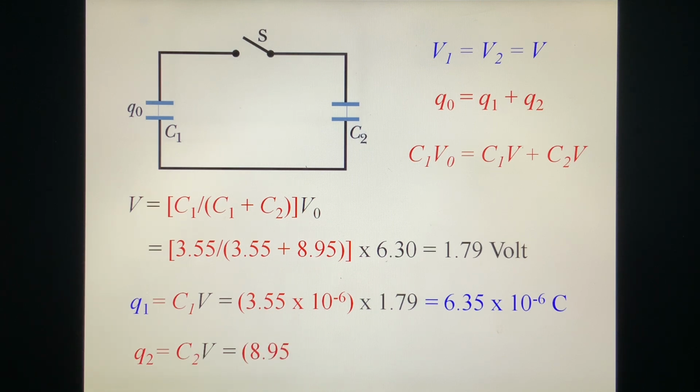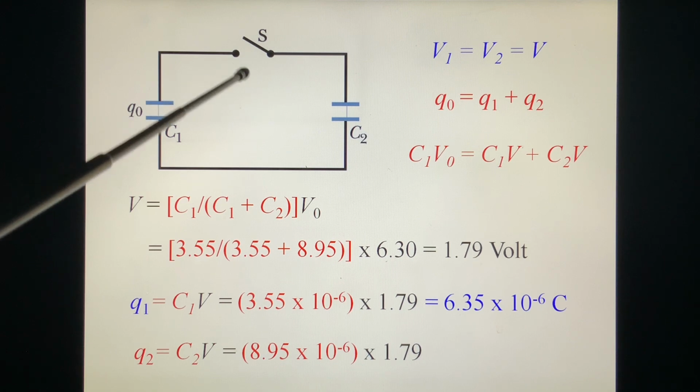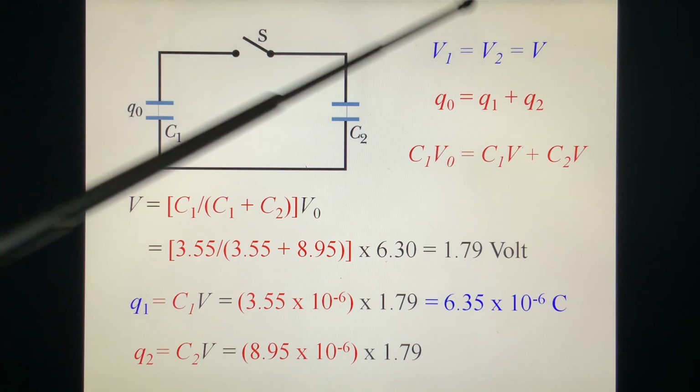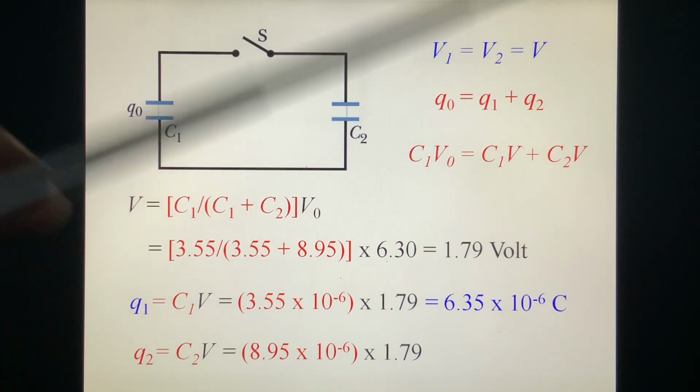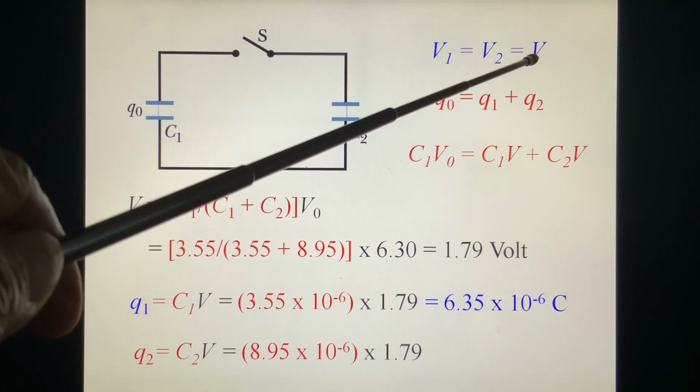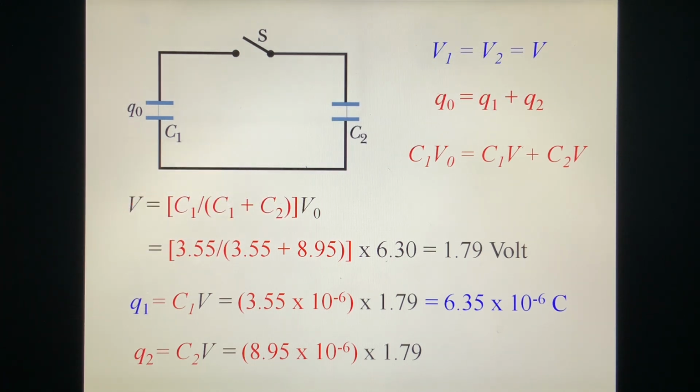This question is very simple, but it's very tricky. Remember that in this process, total Q does not change. V changes. The standard is that V1 equals V2, equal to the final V. It's not V0, it's a new V. That's the physics. Once you know the physics, the mathematics is very simple.